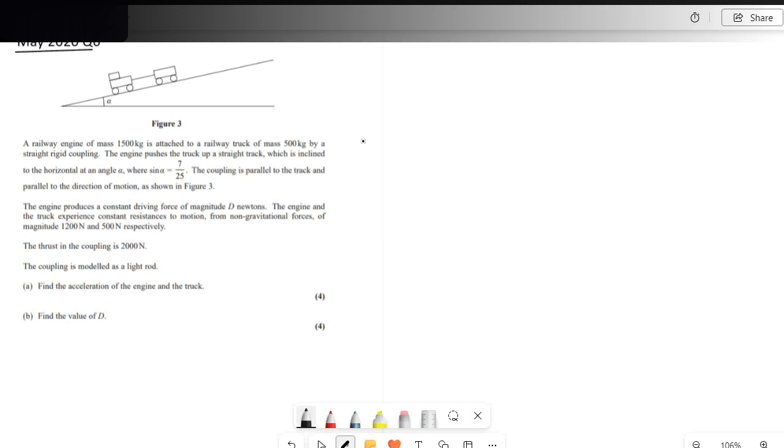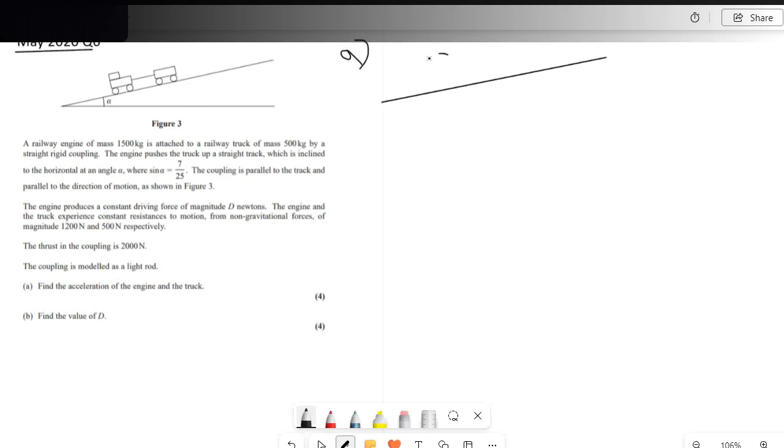The engine produces a constant driving force of D newtons. The engine and truck experience constant resistances to motion from non-gravitational forces of magnitude 1200 newtons and 500 newtons respectively. The thrust in the coupling is 2000 newtons. The coupling is modeled as a light rod. So first we have to find out the acceleration of the engine and the truck.